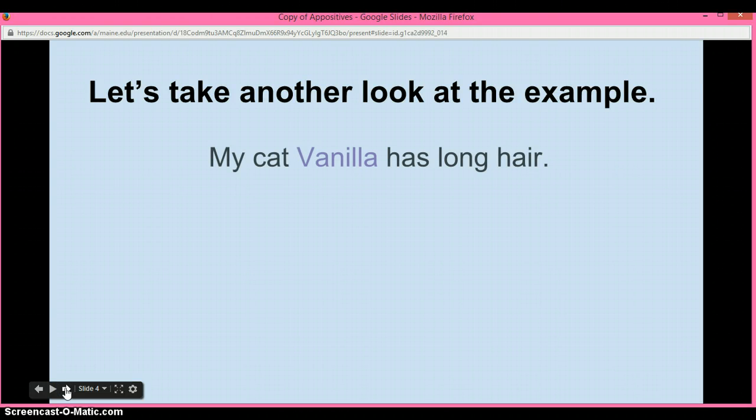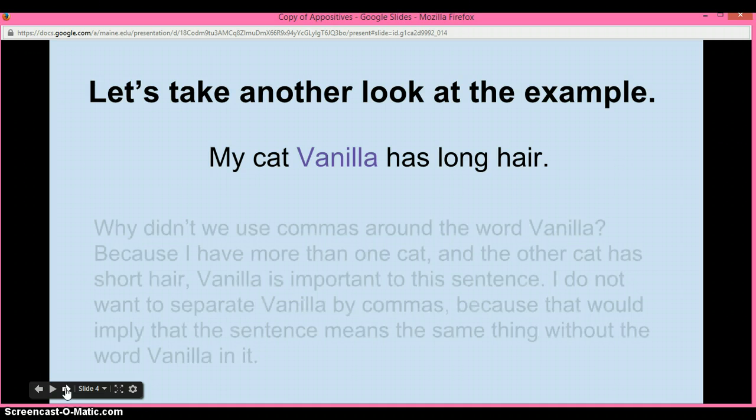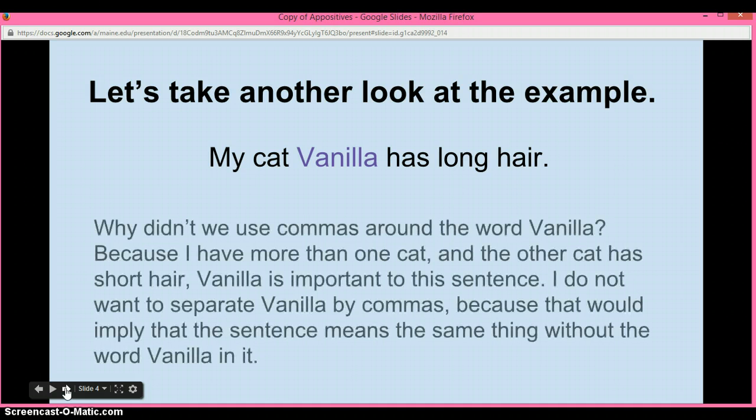My cat Vanilla has long hair. We can't use commas around the word Vanilla in this case because I have stated that I have more than one cat, and one of my cats has short hair. So Vanilla is very important to this sentence. I don't want to separate it by the commas because that would imply that this sentence means the same thing without the word Vanilla in it, and it doesn't, and that's because my other cat has short hair.